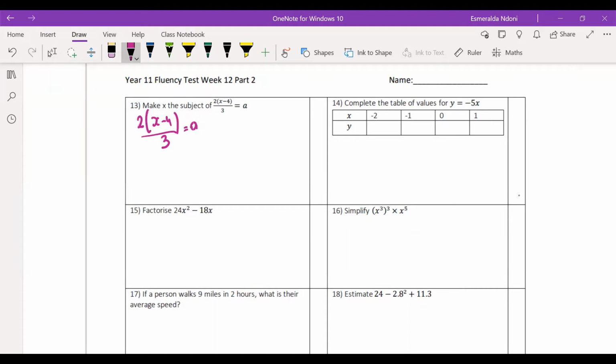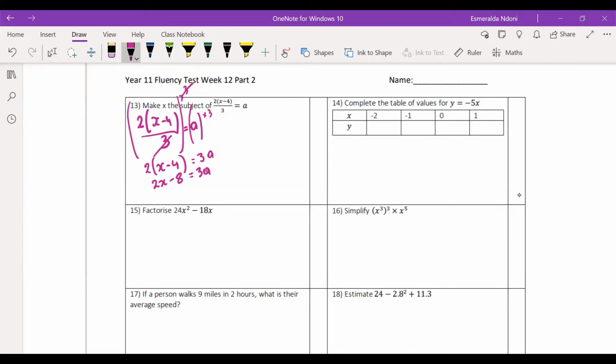First thing we need to do, we need to get rid of the 3. And to do so, we multiply both sides of the equation by the same number. That will get rid of the 3. So we're left with 2 lots of (x minus 4) on this side, and on the other side, we have 3a. Now our subject is stuck in the brackets, so we'll need to expand the brackets to get it out.